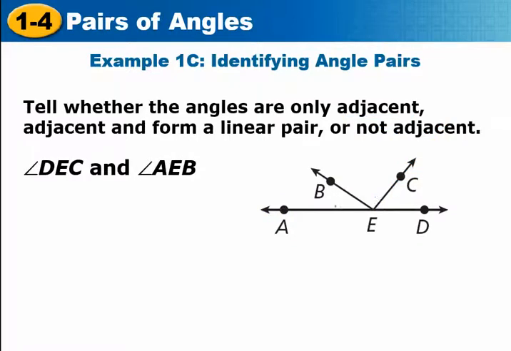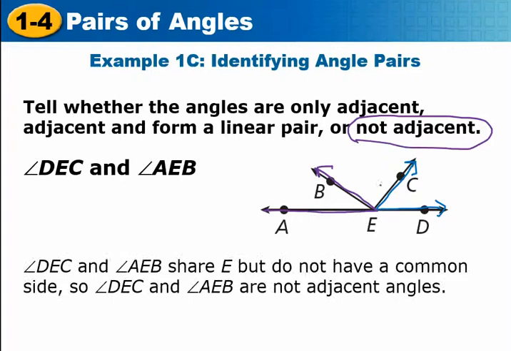Okay, one more to try. DEC, and AEB. Now, this time I did not have a common side. They don't touch each other. So they can't be a linear pair because linear pairs always are adjacent. So they're just not adjacent. There's nothing else that they can be because they don't have a common side.